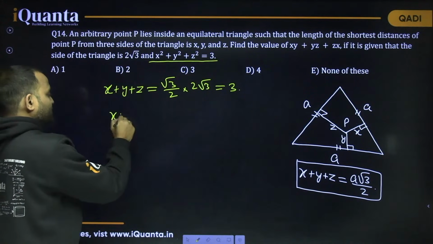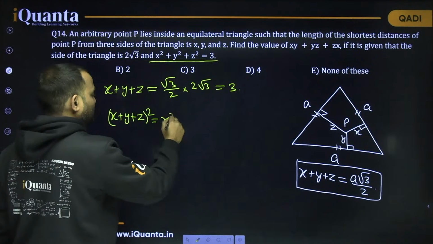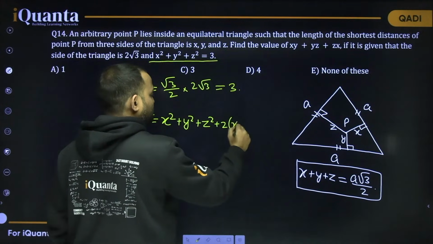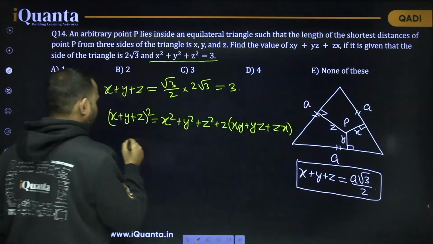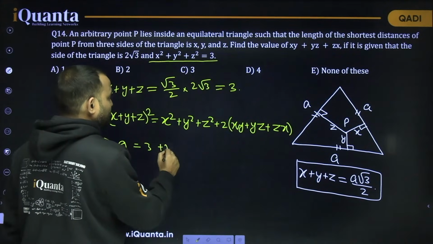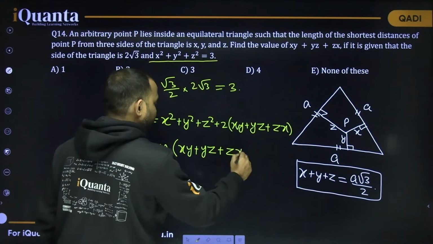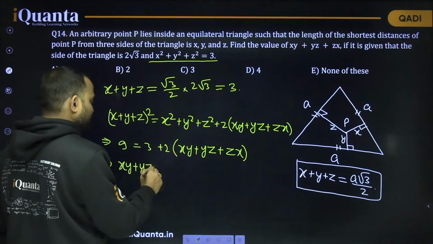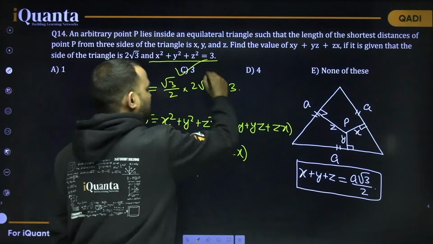Now, we need to use a simple formula: x plus y plus z whole square is equal to x square plus y square plus z square plus 2 times xy plus yz plus zx. Now, put the values here. This will become 9, this will become 3 plus 2 times xy plus yz plus zx. So, from there what do we get? We want xy plus yz plus zx, and that will be equal to 3, which is nothing but option C.